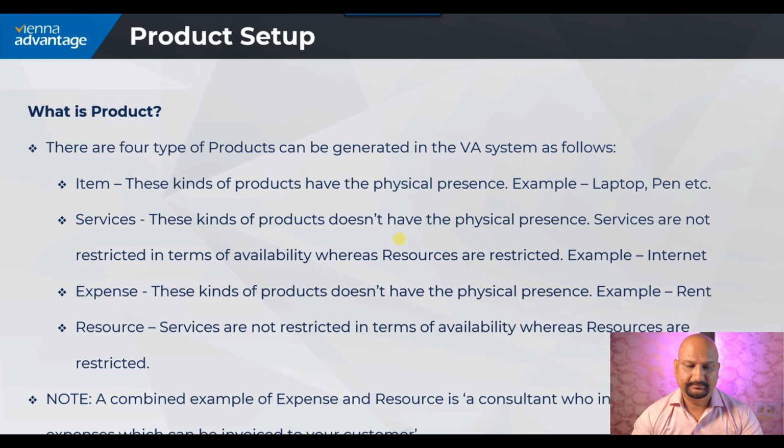So note, a combined example of expenses and resources is a consultant who incurs some travel expenses which can be invoiced to your customer. Now let's move on to the VA system and we'll configure at least a product and showcase how we would be able to configure products into the VA system.